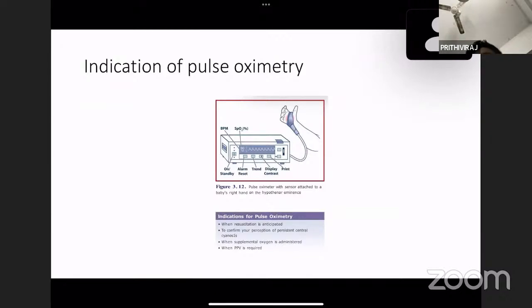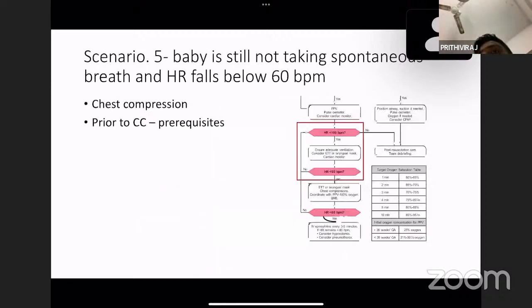So, indications of pulse oximeter: when resuscitation is anticipated, to confirm your perception of persistent central cyanosis, when supplemental oxygen is administered, and when PPV is required. These are the 4 indications where you have to give pulse oximeter.